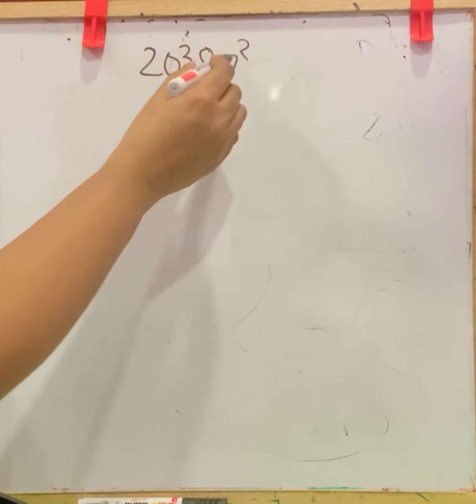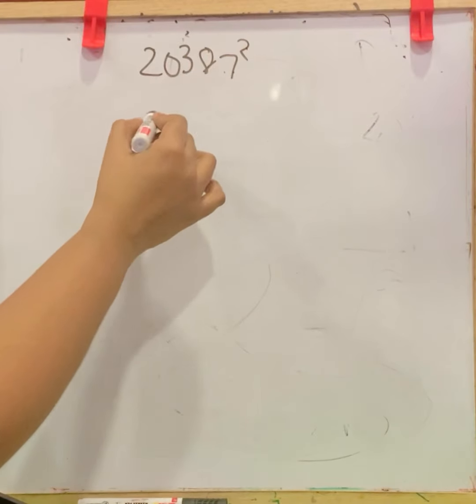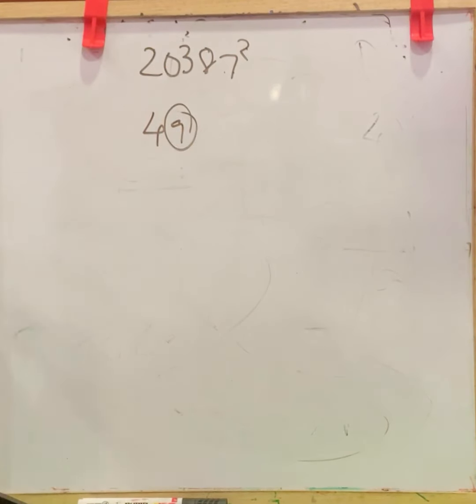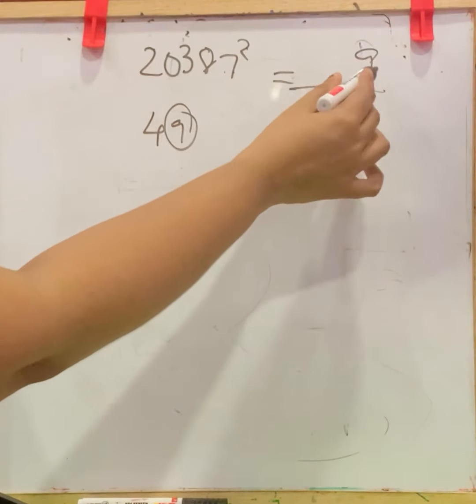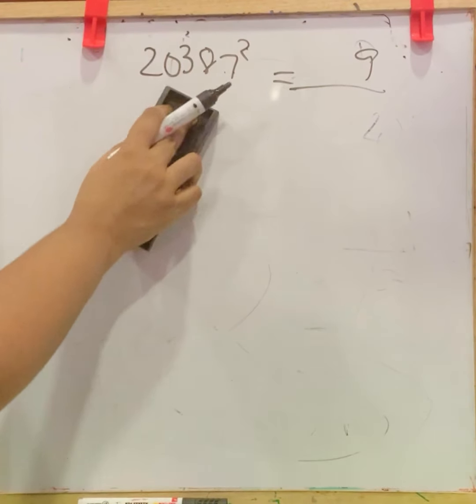20387. Here 7 is in the units place. 7 sevens are 49. In that the units place is 9. So the result's units place will be 9.